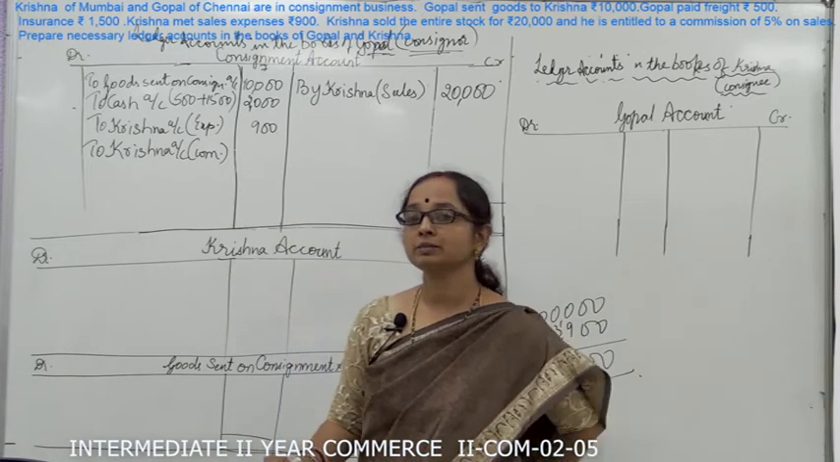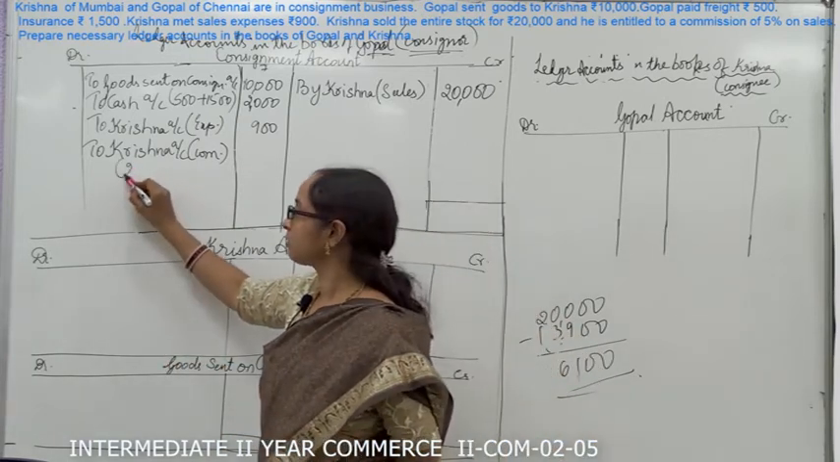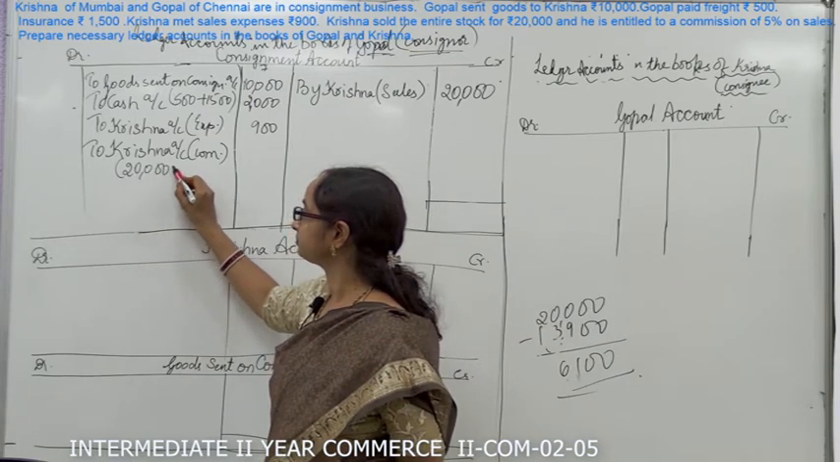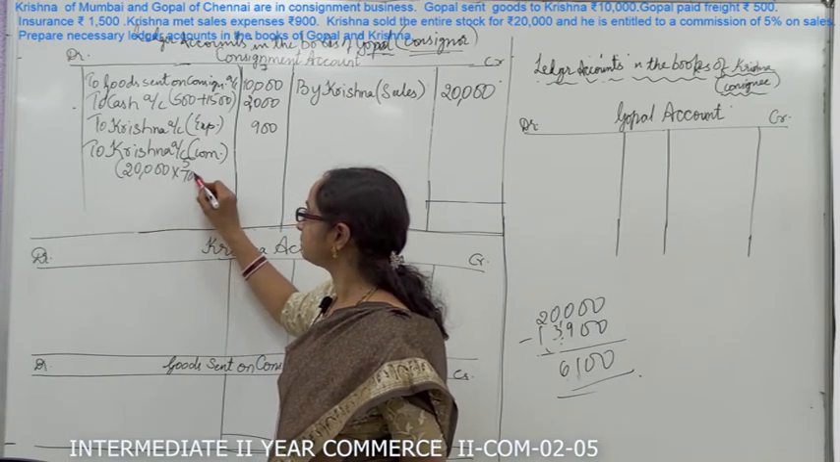Now how is this commission calculated? It is calculated always on sales. Okay, 20,000 into 5/100.